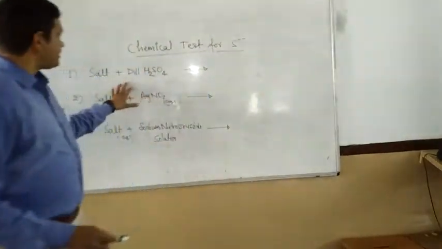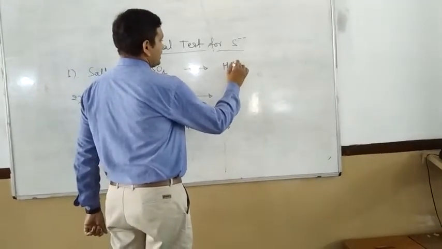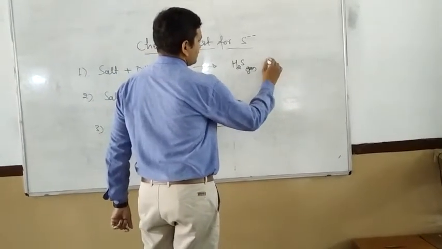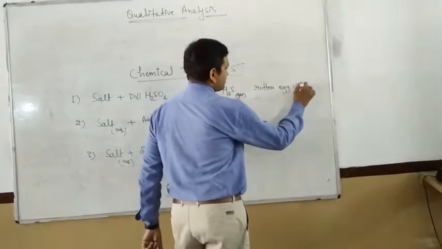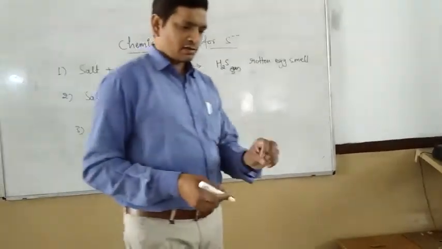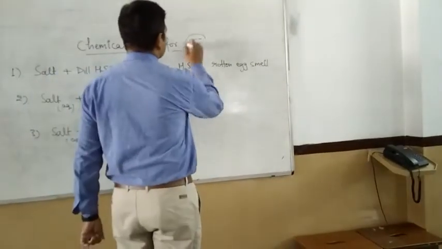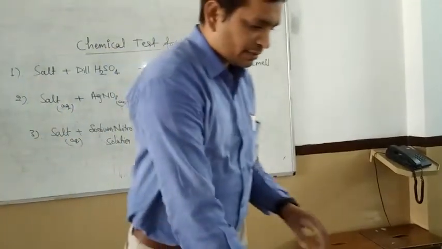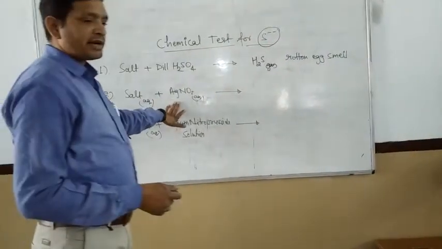So in the first experiment where we added dilute sulfuric acid, it produces H2S gas, and this is a rotten egg smelling gas. Whenever in the salt you find the rotten egg smell, it 100% indicates the presence of sulfide ion. To confirm it, for the confirmatory test, in the aqueous solution of the salt we have to add silver nitrate solution.